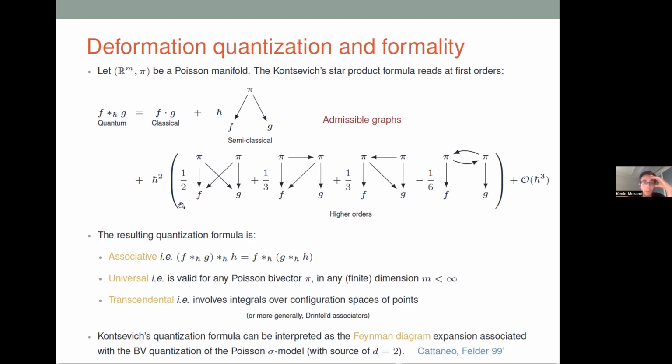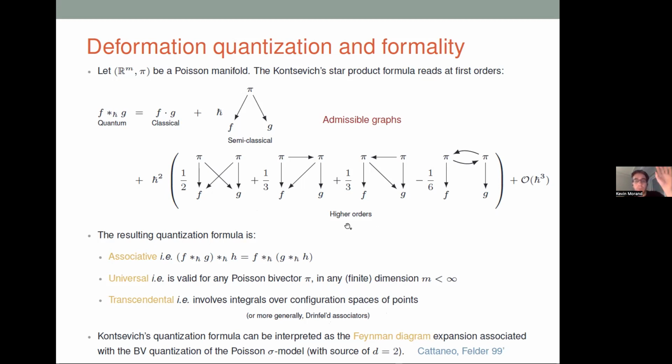Okay, and finally, there are some coefficients that appear in this formula, and these are given by some transcendental methods. So they are computed using some integrals over configuration spaces of points. Or more generally, these are given by an algebraic object called a Drinfeld associator, on which the quantitative mirror group acts. It acts on the space of this Drinfeld associator.